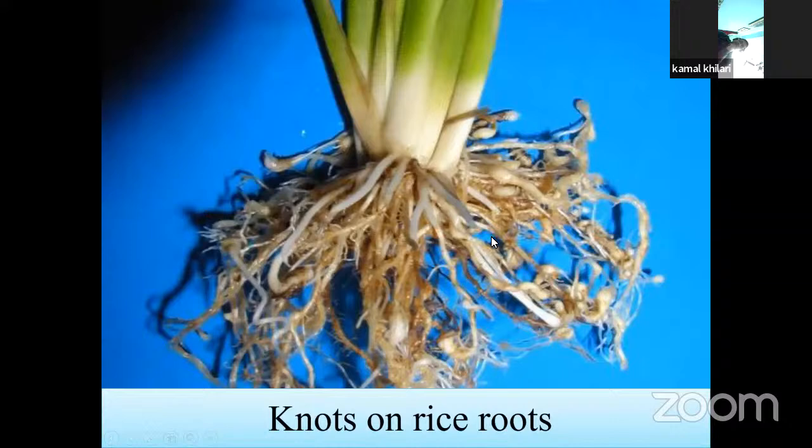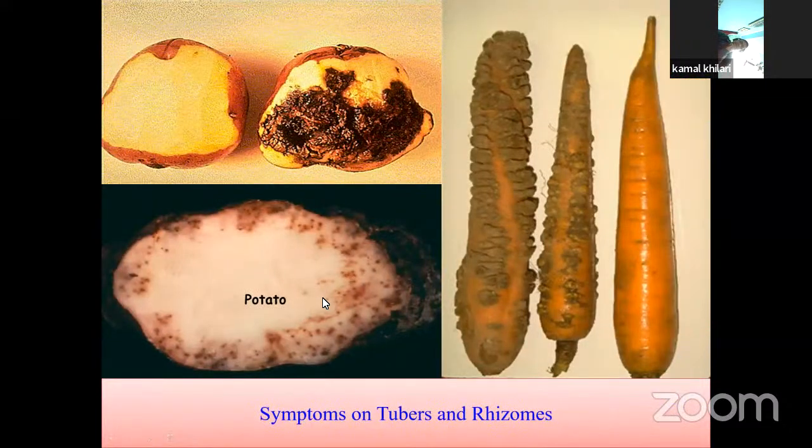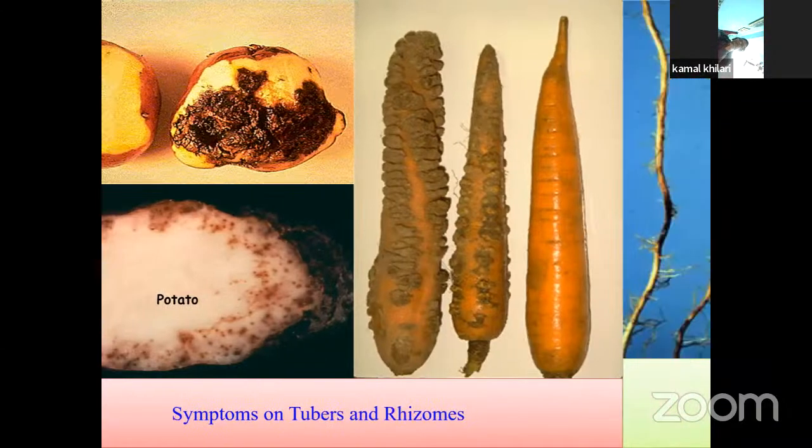And then this is again root knot nematode infestation on a rice plant. This is rice root nematode. And these are the knots on the root system. And this is again root knot nematode infestation on potato. These are the infested potatoes, and these are the infested carrots. So this is a healthy carrot, and this is an infested carrot. Who will buy such a carrot in the market? They completely damage the quality and quantity of the carrot.